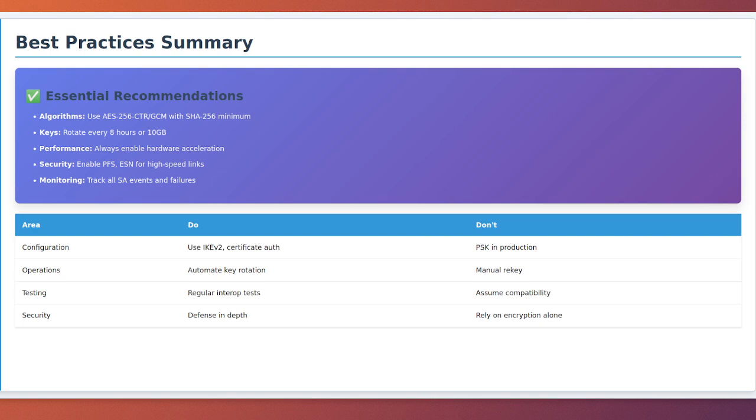Remember that security is an ongoing process, not a destination. Stay informed about new vulnerabilities and patches. Regularly review your security posture, and be prepared to adapt as the threat landscape evolves.